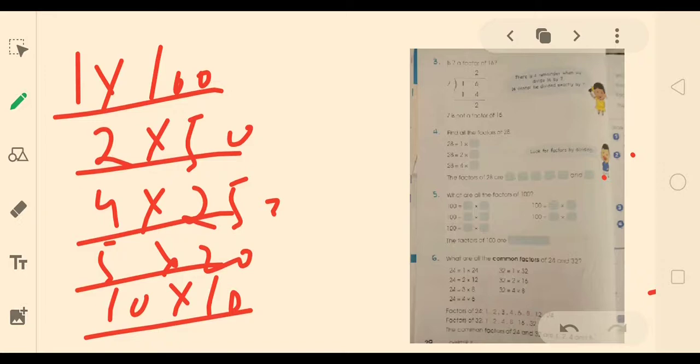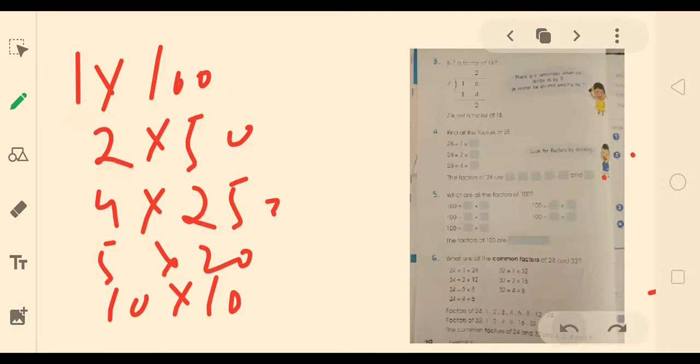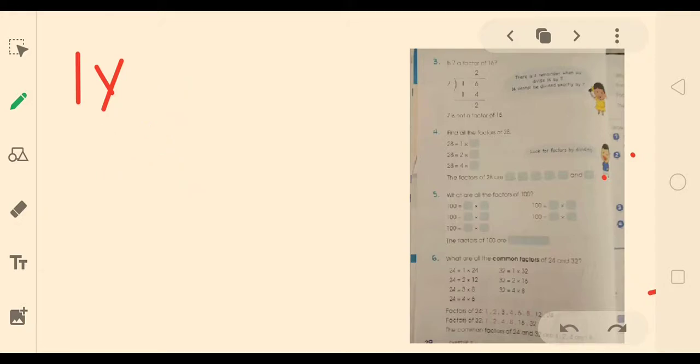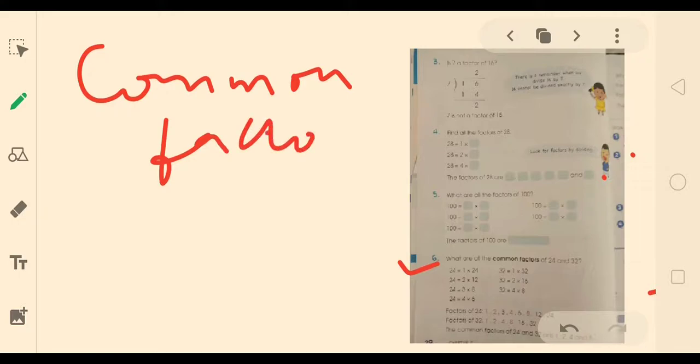Similarly, now come to question number 6. Hopefully you all know how to find the factors, but here in question number 6 they have written one new thing for you, that is common factors. What are the common factors? It means if you are given two numbers and you have to find the factors of both, then there are some numbers which are common, which are the same in both the factors.